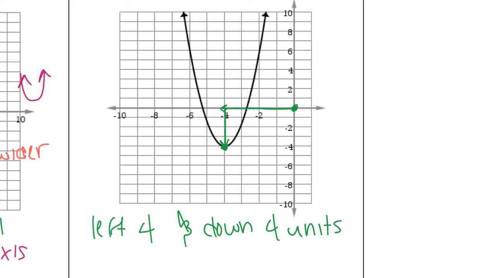Last, make sure there's no stretch or compress. So I should be up 1 and right 1, but I hit my function before I get to my first tick mark. So that means that this graph is actually narrower, which means there was a vertical stretch.